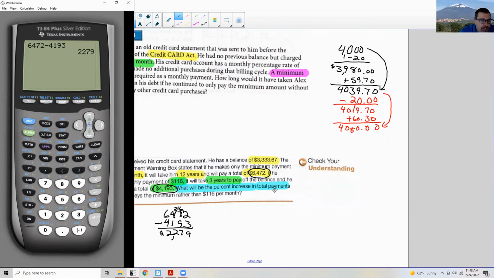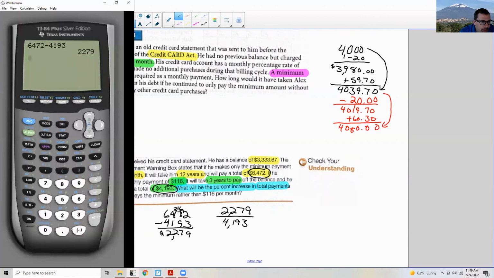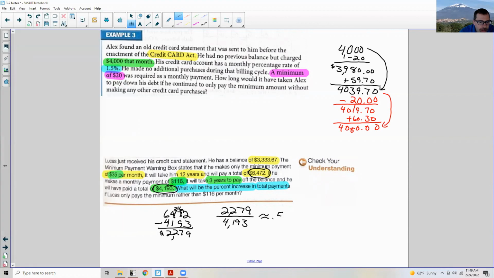It says, what will be the percent increase in total payments? So what percent is this of the total payment of the lower? So you take that difference of $2,279 and you divide it by $4,193. I want to know what percent more it is than this amount. So it's 2279 out of the 4193. If I take that 2279 divided by $4,193, I get 0.5435, or about 54.4% increase. Okay, this is over 50% increase. So the answer is 54.4% increase.